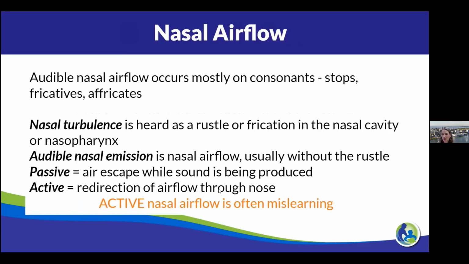Nasal airflow is maybe a little trickier. Remember how I said resonance is only really on the vowels and voiced sounds. Audible nasal airflow occurs mostly on consonants. Nasal turbulence, you hear as a little rustle in the back of the nose often, almost like a backward snort on the inside. So you might have puppy, a little rustle there. Whereas an audible nasal emission might even be harder to hear, even though it indicates more airflow. Puppy. You've got a little bit more airflow, but not that rustle or frication.